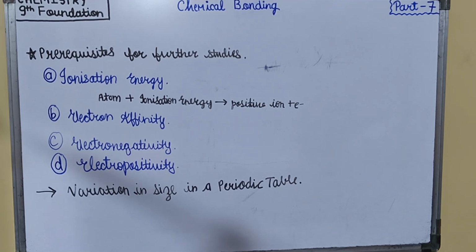So we have seen earlier that it is the size of the atom that influences the ionization potential, electron affinity, electronegativity, and electropositivity. The thumb rule for understanding the variation of these terms in relation to size is as follows. Ionization potential, electron affinity, and electronegativity are more if the size is less. Electropositivity is more if the size is more.